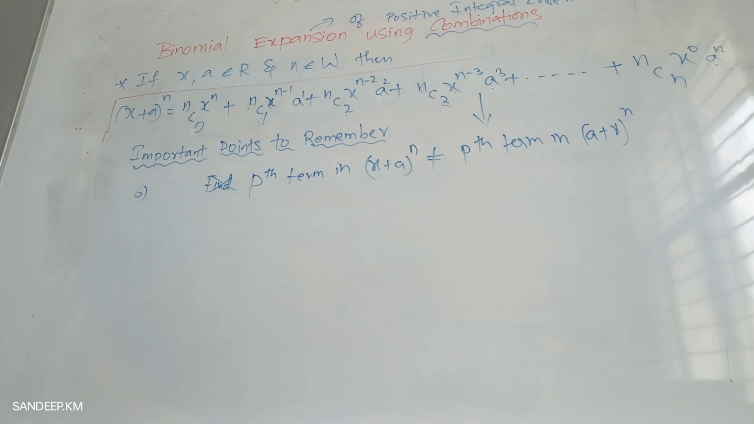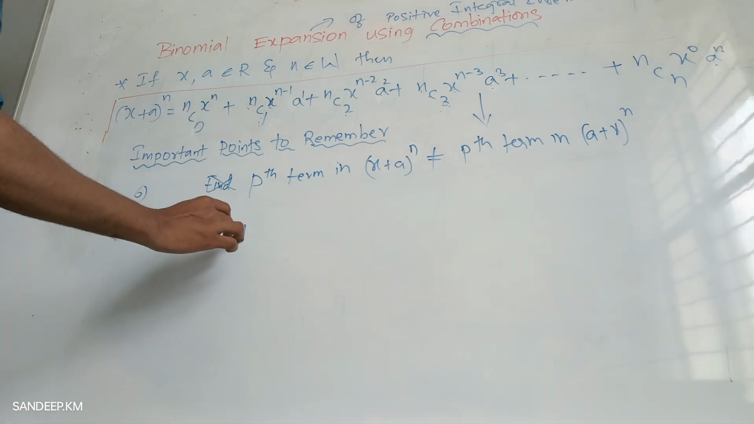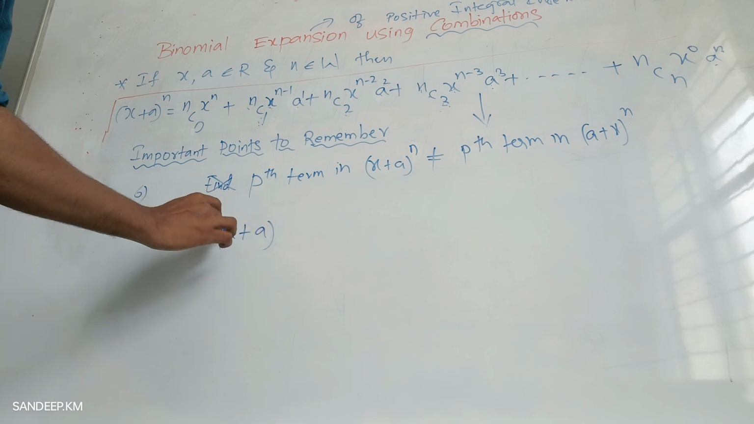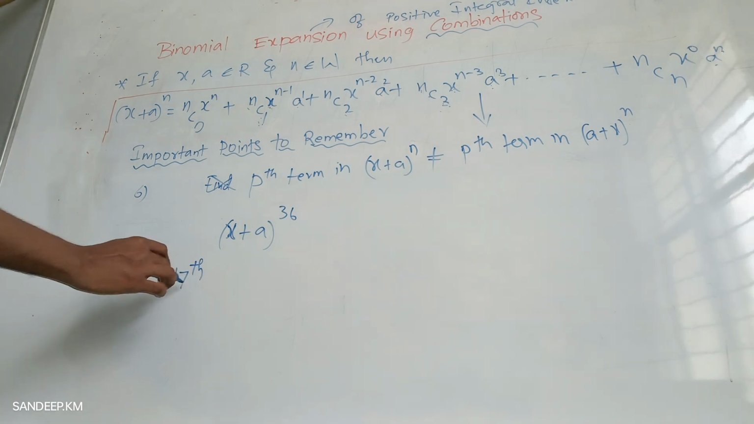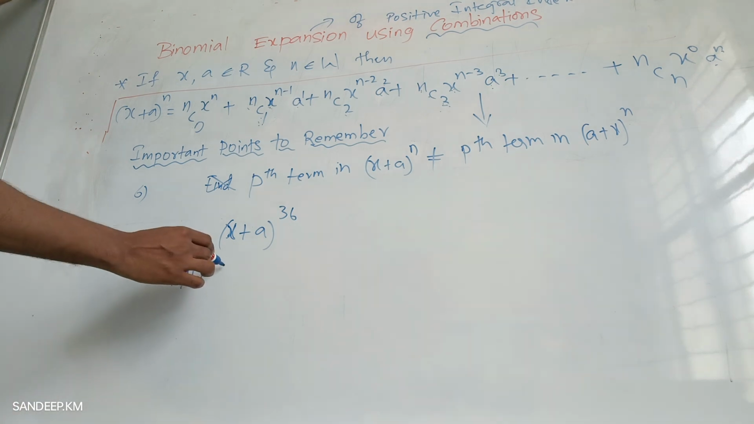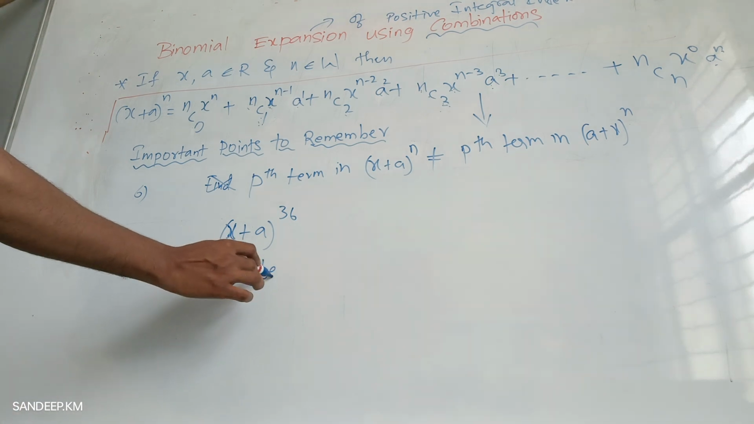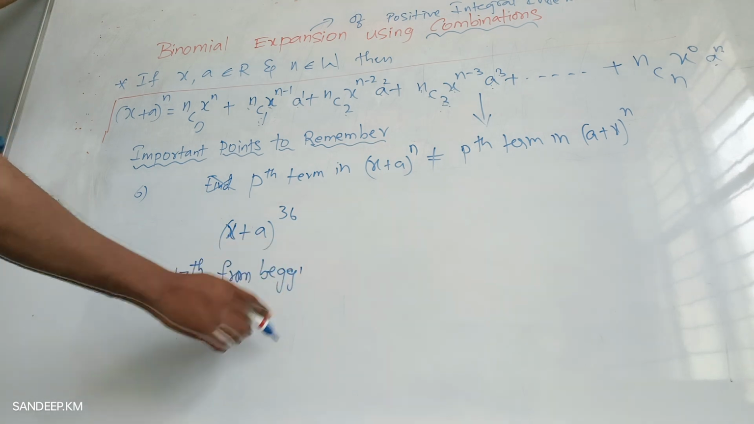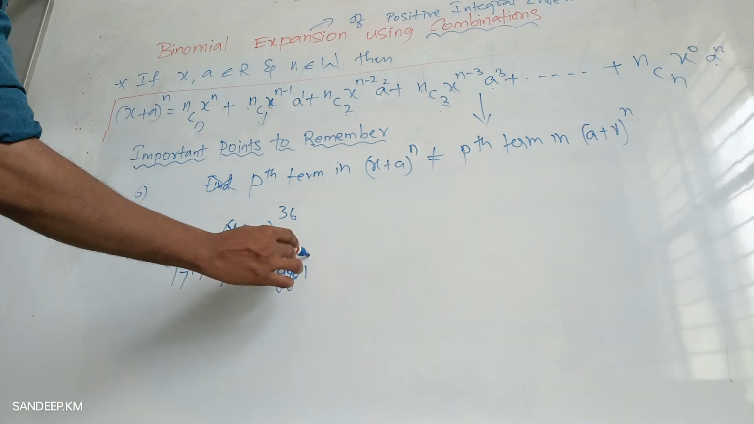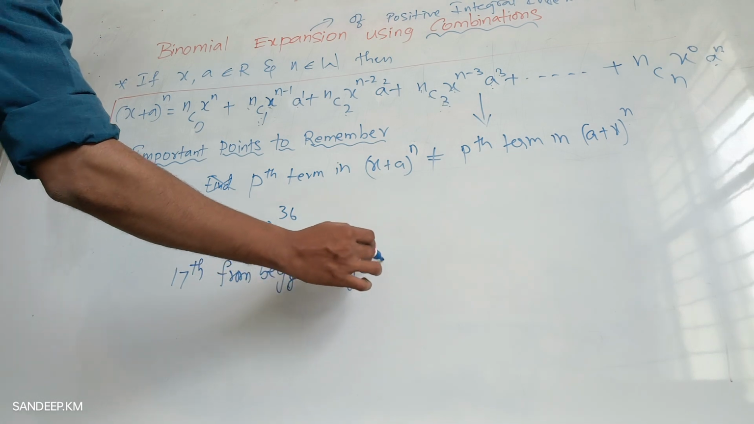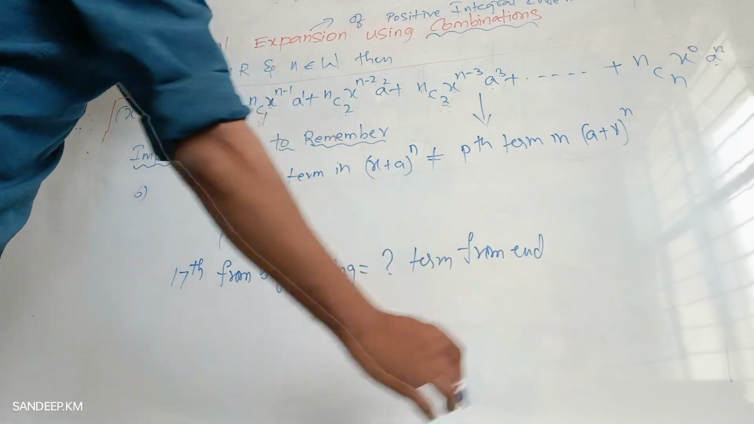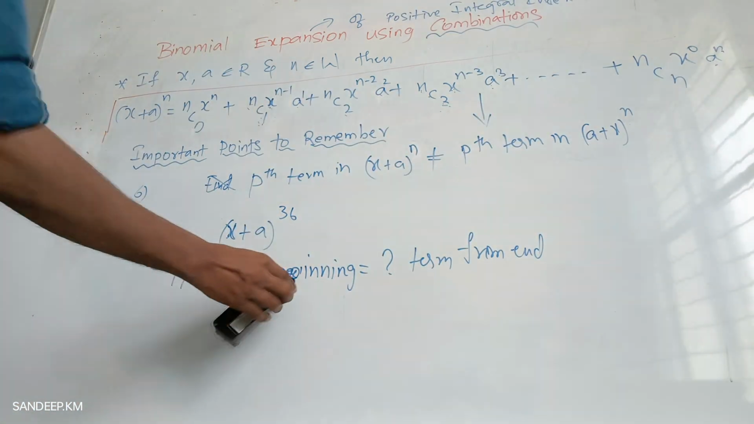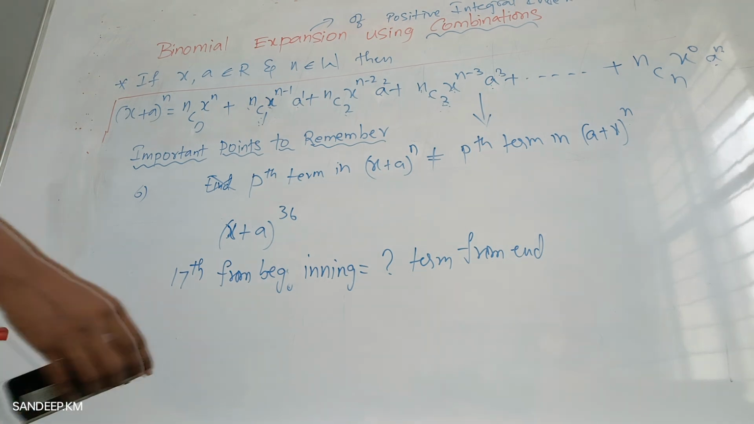let me consider (x plus a) whole power 36. The 17th term from the beginning is equal to which term from the end? Which term from the end?